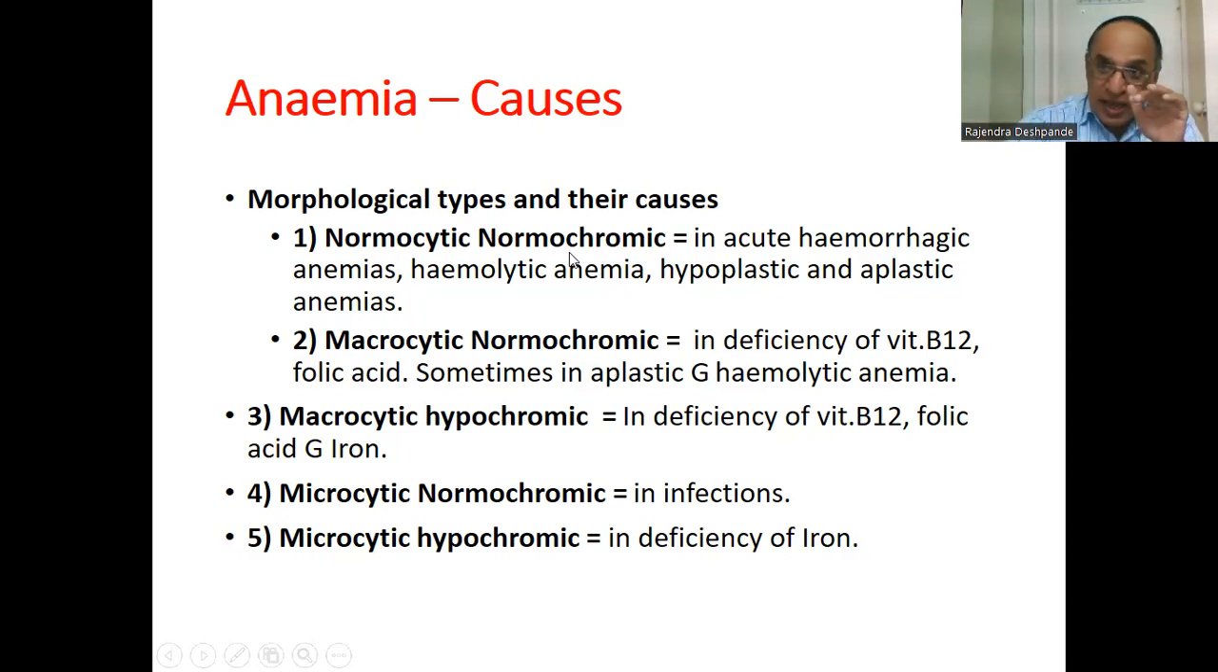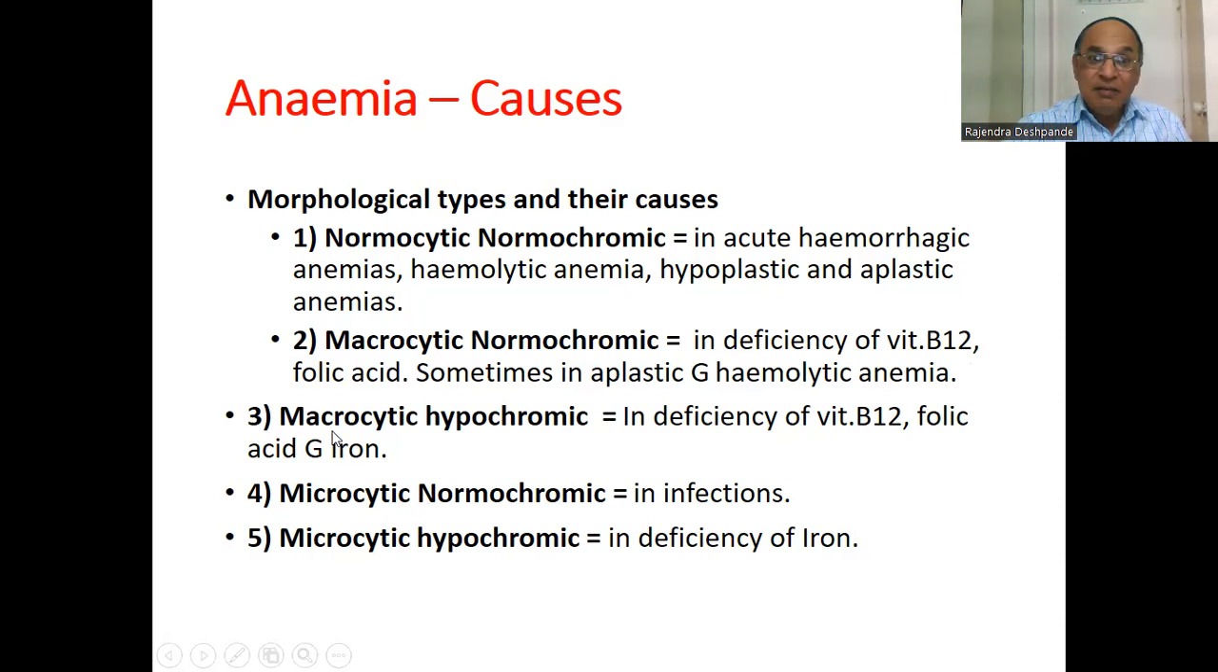Oh my God, still anemia? Then it can be acute hemorrhagic anemia, road accident, severe blood loss, okay? Hemolytic anemia, RBCs are breaking because of sickle cell anemia. Hypoplastic and aplastic anemia, bone marrow problem, okay? Then macrocytic normochromic, very interesting. The size is big, macro means big, and normochromic, color is normal. So that is because of vitamin B12 deficiency, folic acid deficiency, sometimes in aplastic hemolytic anemia.